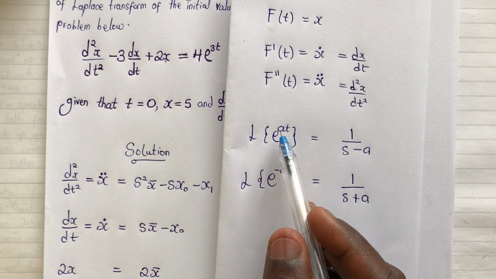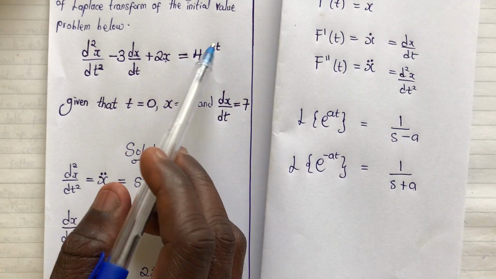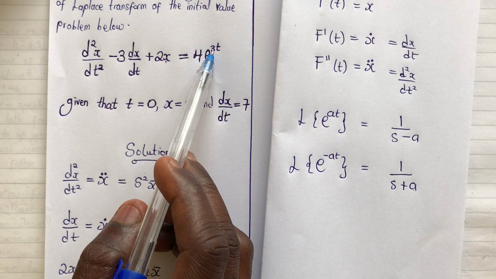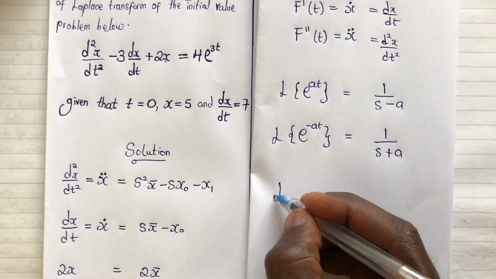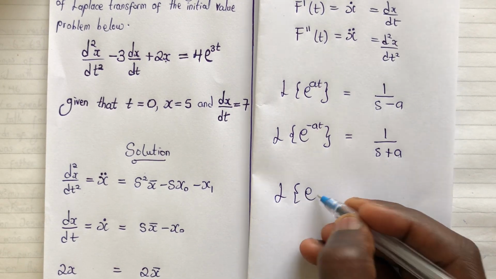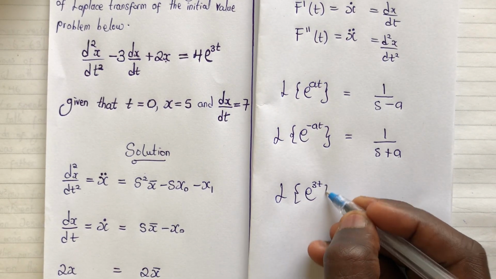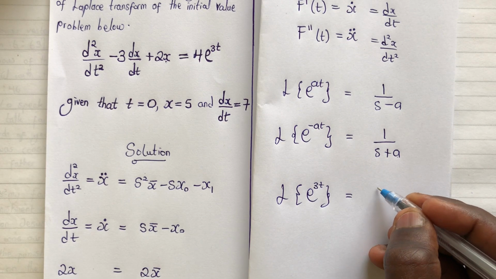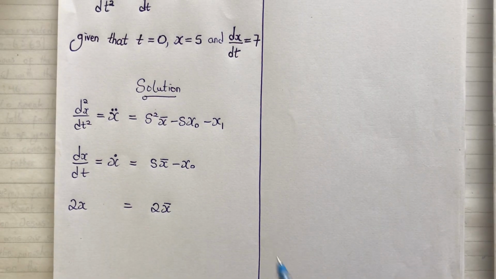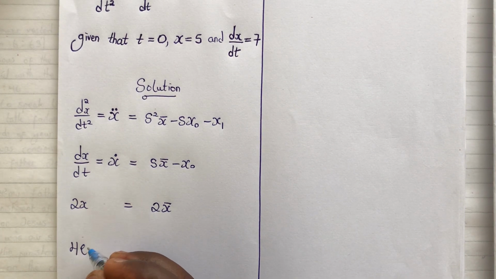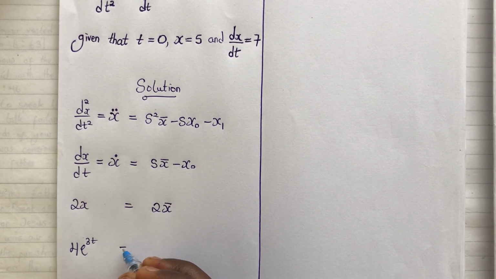Remember, a is a random value. Look at this very carefully. We have 3, so a equals 3. So the Laplace transform of e to the power 3t will give you the result 1 over s minus 3. Now we take the Laplace transform of 4e to the 3t, and what are we getting?